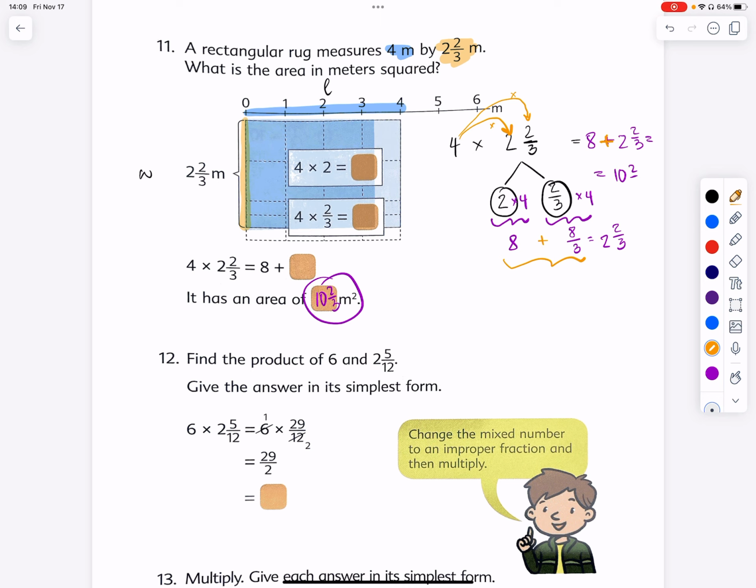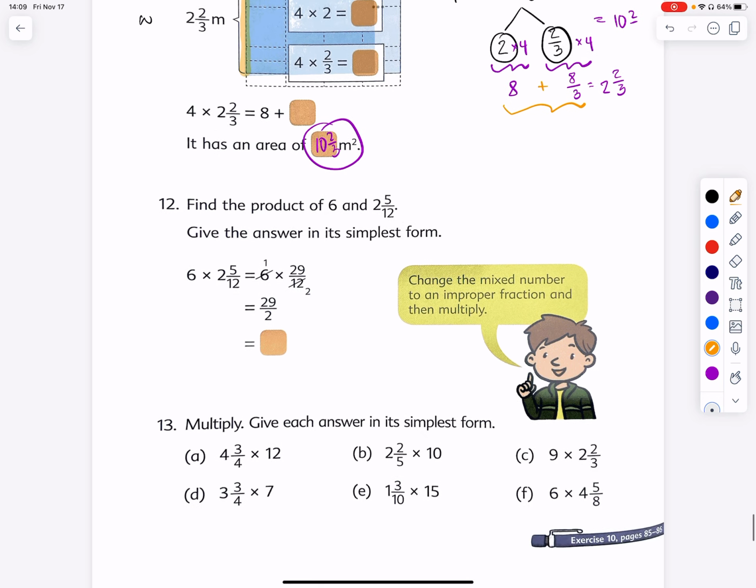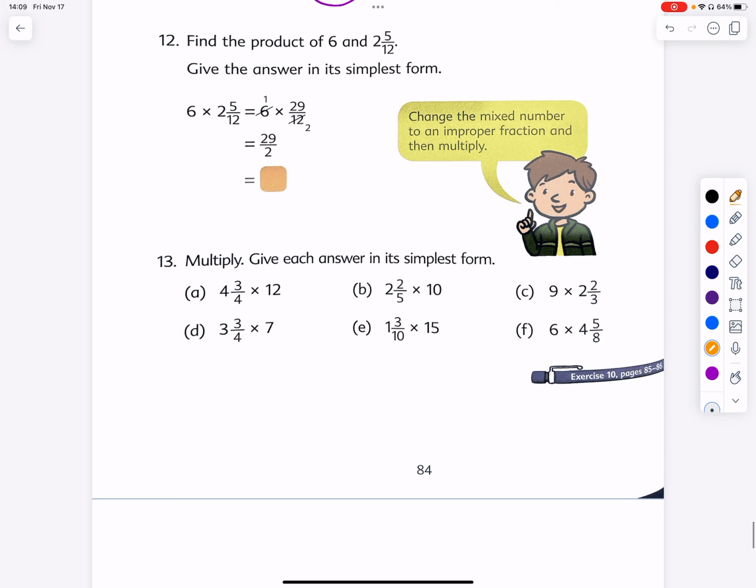Again, now we have problem number 12. Find the product of 6 and 2 and 5/12. Again, we're working with a mixed number. 6 and 2 and 5/12. Well, there are two ways of working on it, right? One way, look what they've done here. They said 2 and 5/12 is the same converted to the mixed number. They use that method. Convert 2 and 5/12 into the improper fraction 29/12.